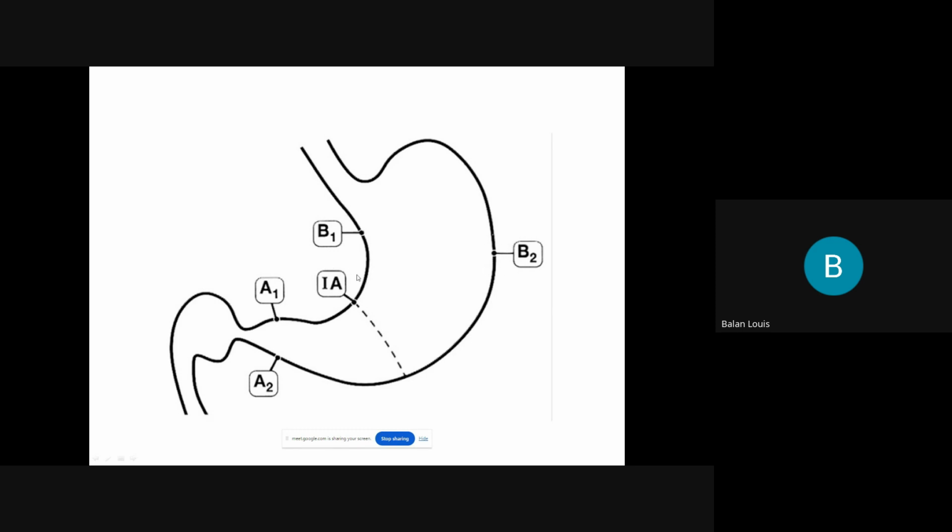Why they wanted to sample incisura angularis is because this is a common site where the pre-malignant lesion occurs first, and at the earliest you can pick up a pre-malignant condition, whether there is any intestinal metaplasia or there is a dysplasia, before it progresses to high-grade dysplasia and adenocarcinoma. So always don't miss biopsying from the incisura angularis.